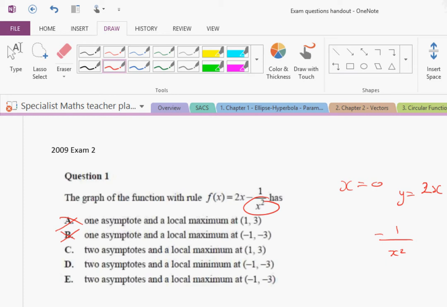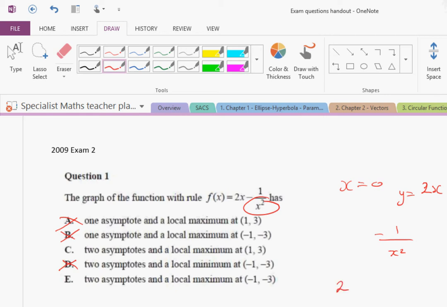So what can you then tell me? We've got a local maximum or a local minimum. What have we got? A maximum. So does that rule out D? Okay. So we now need to decide which one it is. How do we work out the point of the local maximum? We see where the derivative is 0. Okay, good. So let's just do that.